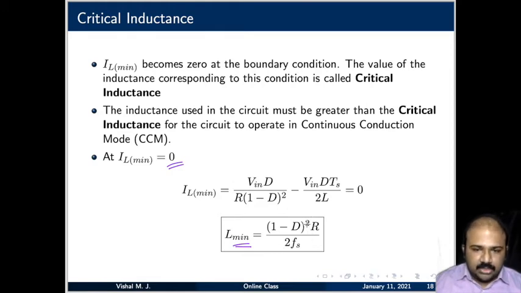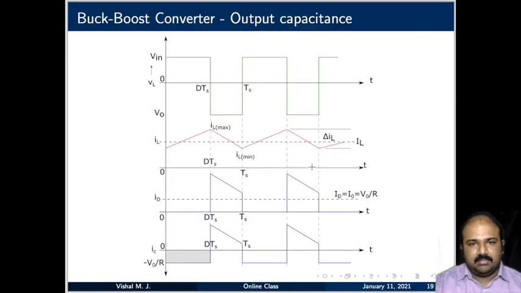Okay. So, it depends on the duty ratio or the output voltage, it depends on the load resistance as well as switching frequency. So, once you calculate the critical inductance, take 25% extra, then you can guarantee that the circuit operates in continuous conduction mode. Okay. So, the design of inductance has been discussed. Now, what is pending is the design of the filter capacitance.